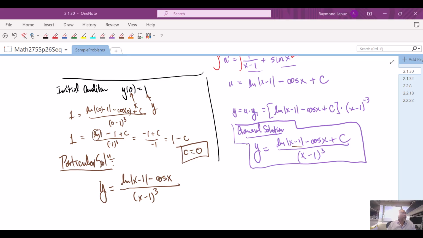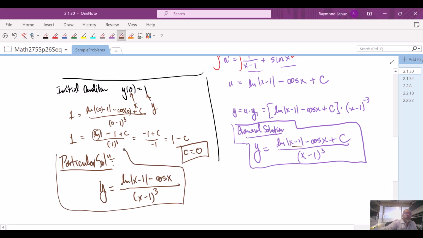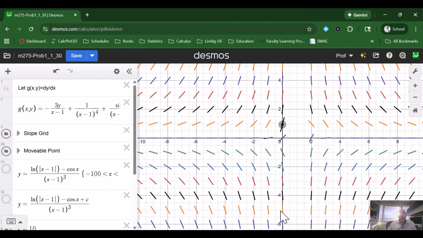It would be interesting to look at this from a graphical perspective. So let's take a look at the slope field. Let's box this up first. All right, let's take a look at the slope field. This is a slope field for this particular function.